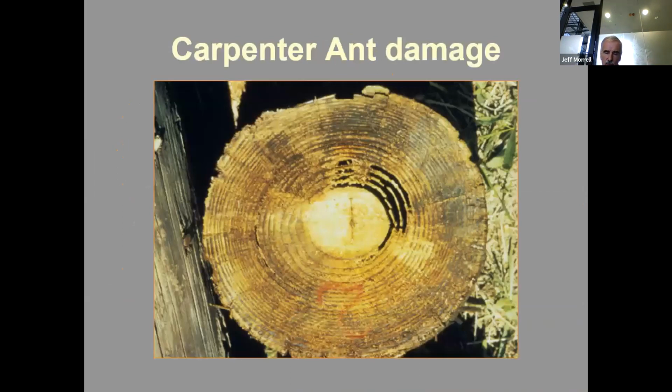This is just an example of carpenter ant damage. And you can see that the ants aren't too affected by preservative. This happens to be creosote-treated timber, and they went right through it.